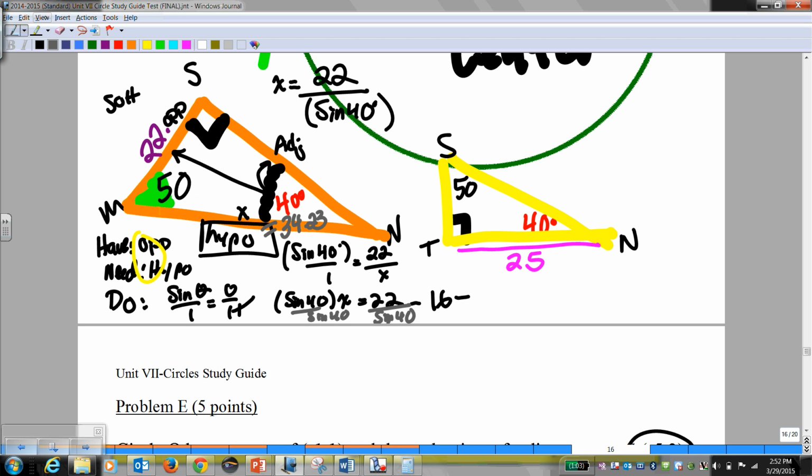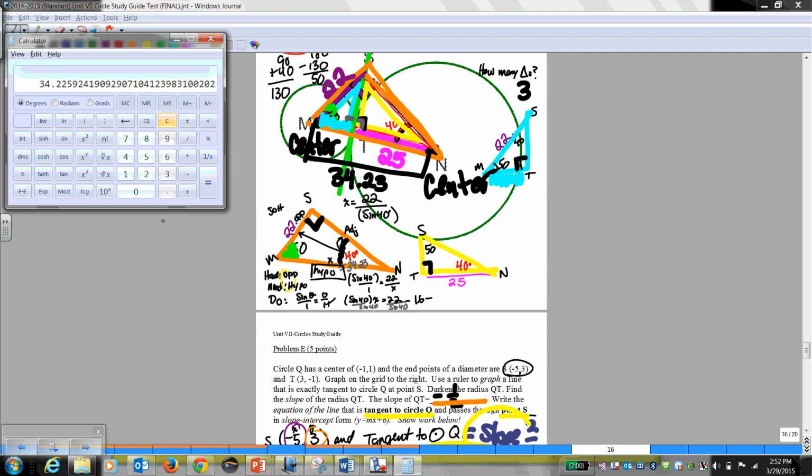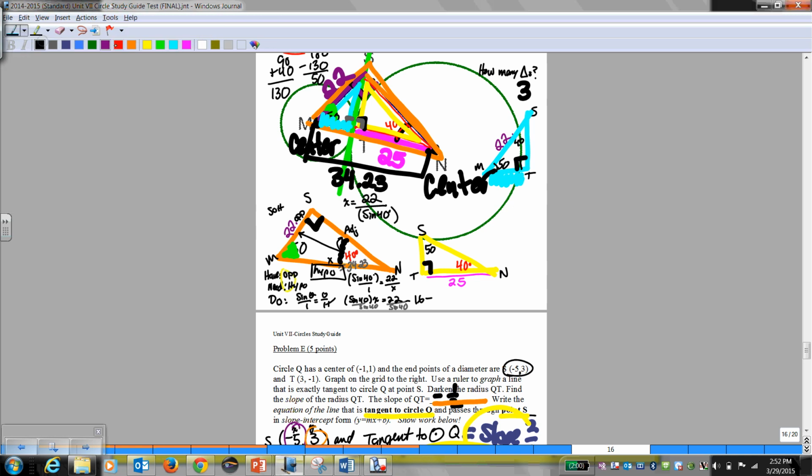Okay, so let's take a look at what we just found. We just found this whole side from here to here is 34.23. We already have the 25, so it's really easy to find this segment, which is going to be m to t, by doing 34.23 and subtracting 25. The pink. And that gets us 9.23.